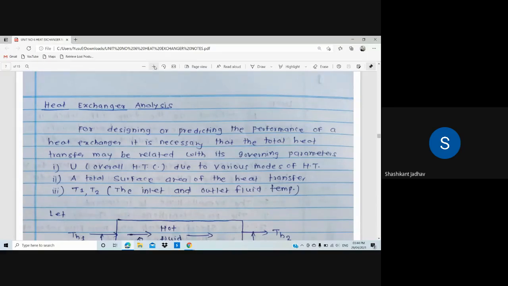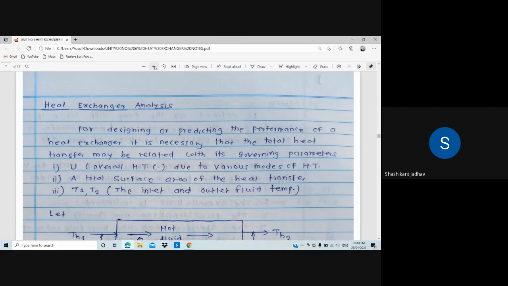Our aim is to design any heat exchanger. So for that, what are the different parameters we require? We have to discuss the different parameters which are related to the design of heat exchanger. What are the different parameters required for designing a heat exchanger?